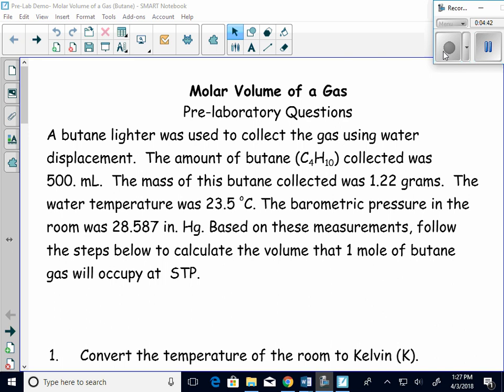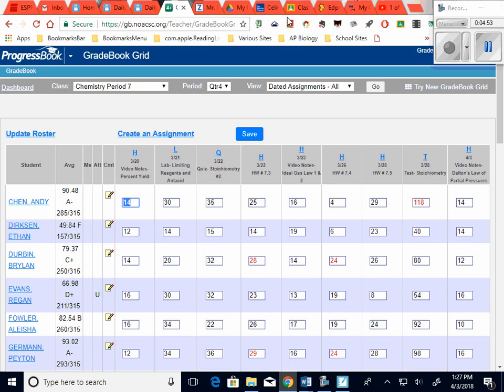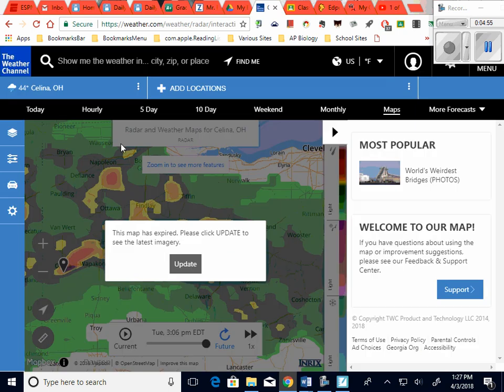Now, when you do this lab tomorrow, you are going to have to find the barometric pressure. Let me show you how I do that. I go to this neat place called something we know as the internet. Okay?